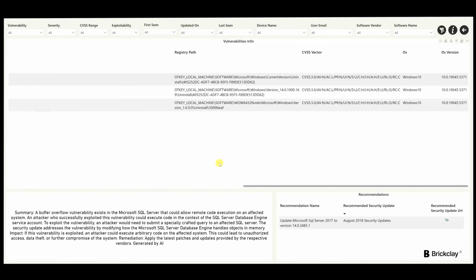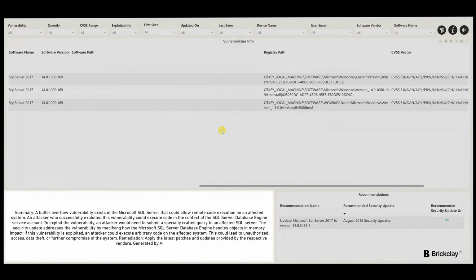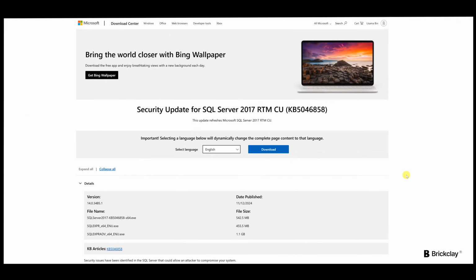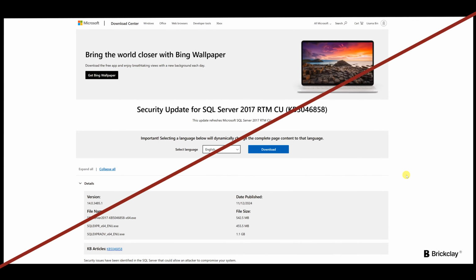The vulnerability detail board also reveals its registry path, and below is its AI-generated description. In addition, Recommendations reveals its remediation: upgrading the version of Microsoft SQL Server will solve the issue, and the Recommendation URL helps us in downloading it.